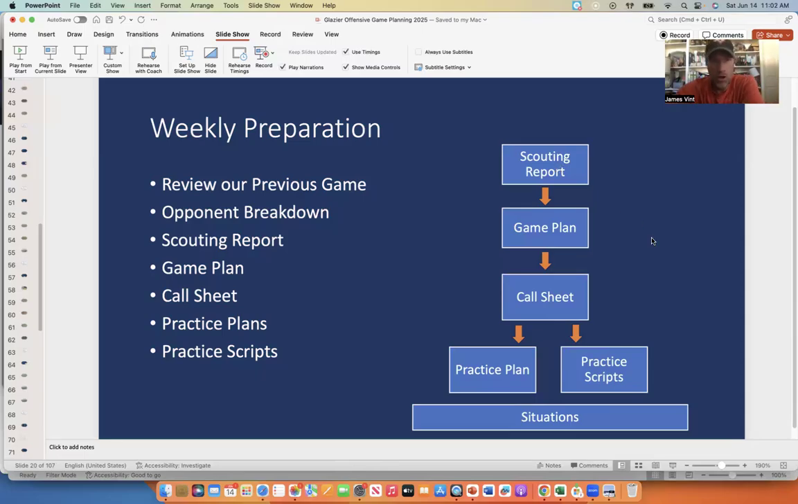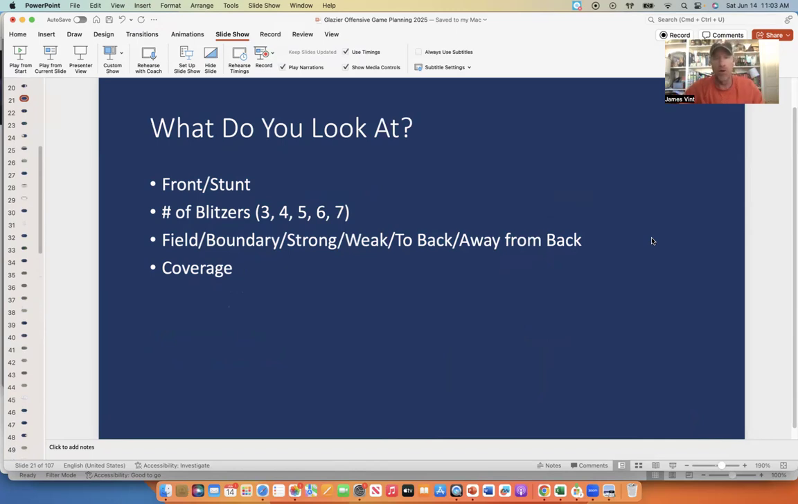I wanted to talk real quick today about some weekly preparation and how you can use data as a cheat code. This is just a quick overview of what would happen during the weekend as far as getting ourselves prepped. Today we're going to focus on one aspect of the call sheet. So what are we looking at with data? How can I use data as essentially a cheat code?